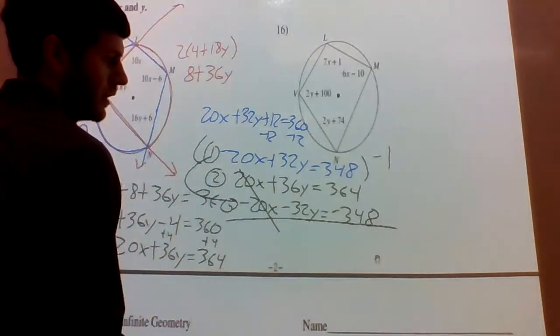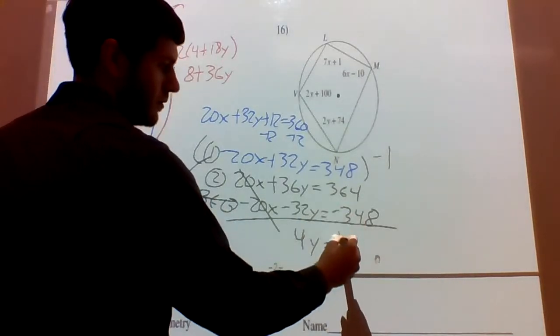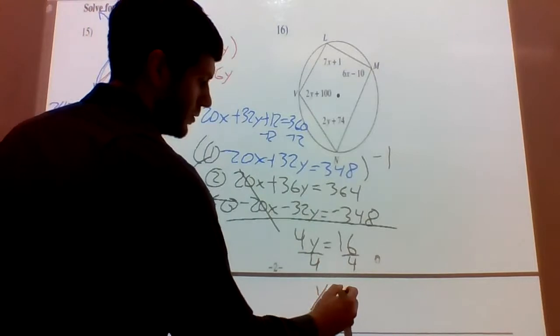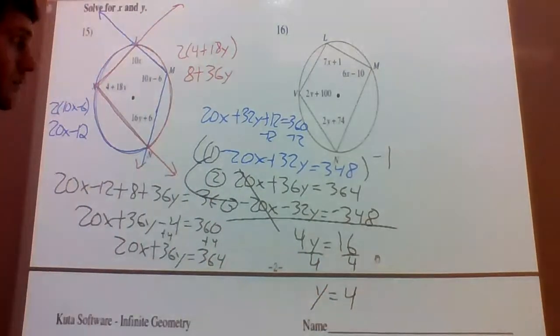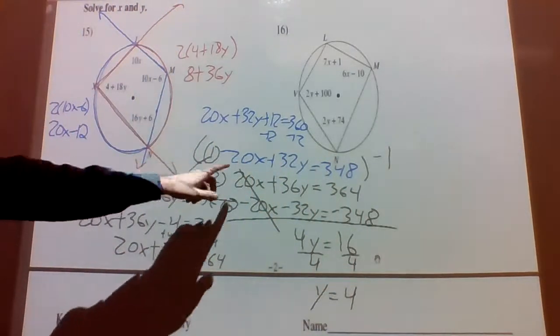The x's cancel out. We get 4y equals, that's going to be 16. Divide by 4. We get y equals 4. Okay, so we solve for y. How do we solve for x? We have to substitute it back in. So either equation will work. Let's just put it into the first one.